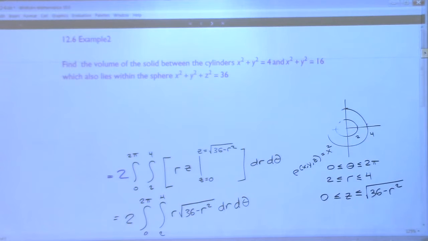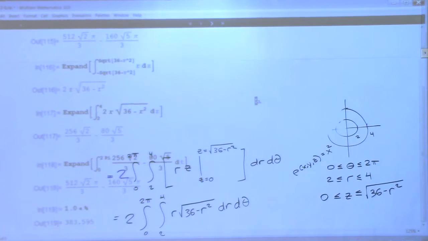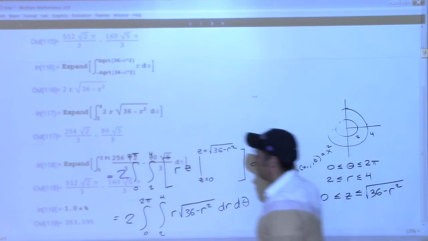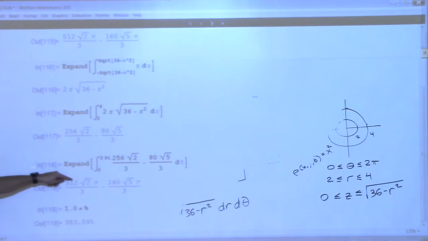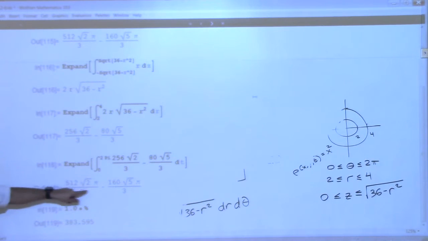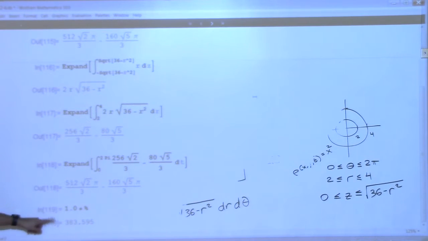And the answer to this, well, it's a really nasty answer. If you leave it in the exact form, it's like 512 root 2 times pi over 3 minus 160 root 5 pi over 3. But if you go to a decimal, it comes out to 383.595. That would be the volume of that solid, in cubic inches, cubic feet, cubic whatever.